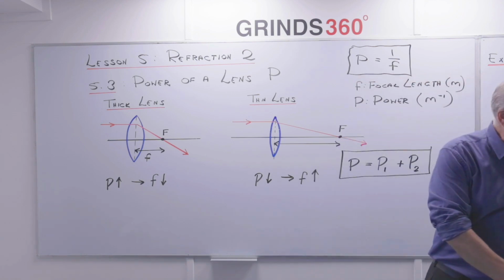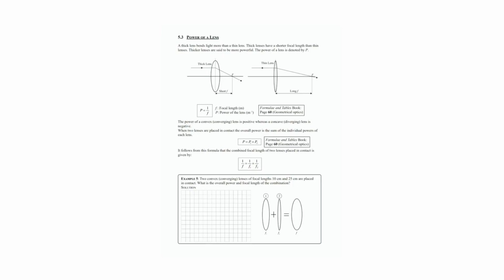If I go back to my notes, well, there they are there. P is equal to 1 over F. And my other formula is the overall power is the sum of the individual powers. There is another formula down here. You don't really need it. It's there if you want. But these are the two most important formulae you need.